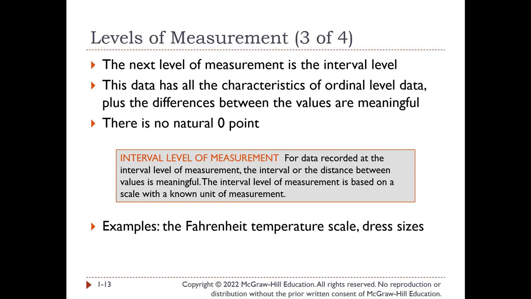So the next level of measurement, number 3, is interval level. Now you're going to start seeing, feels like almost a shift happening. So these now, the data has all the characteristics of ordinal level data, plus the differences between the values are now meaningful. There is no natural 0 point. That's also a very big key. Make sure you have that.